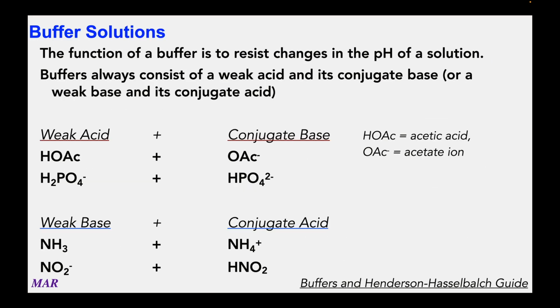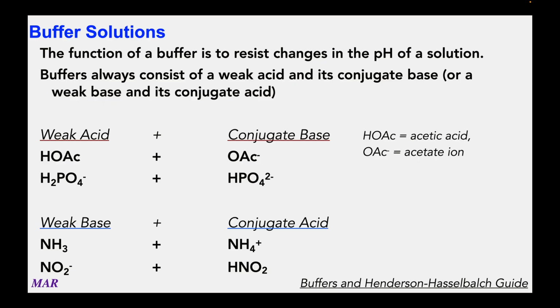If you're making a buffer, you must have a weak acid and its conjugate base, or a weak base and its conjugate acid. No strong acids and strong bases, they're not happy with their conjugates, but the weak acids and weak bases certainly are. HOAc is going to be an abbreviation for acetic acid, and OAc- would be the acetate ion. So you could have acetic acid and acetate, you could have dihydrogen phosphate and hydrogen phosphate, but you could also have a weak base and its conjugate acid, so ammonia and ammonium, and nitrite, NO2-, with nitrous acid, HNO2. All of these are examples.